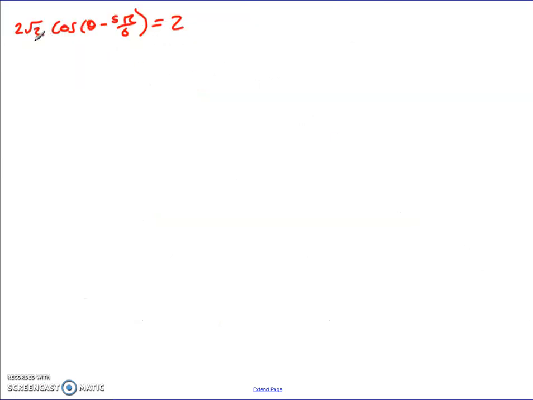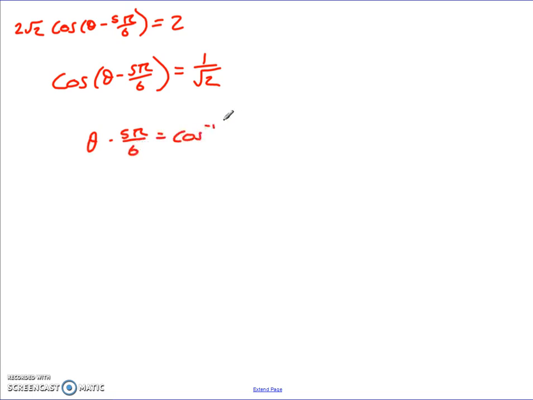So to solve it, we just take it like we would a normal trig equation and work it through. So divide by 2 root 2, we then get that cos of theta take away 5 pi over 6 equals 2 divided by 2 root 2, which simplifies to 1 over the square root of 2. We then take cos minus 1 of this. So we then know that theta minus 5 pi over 6 equals cos minus 1 of 1 over square root of 2. Doing that is pi over 4.